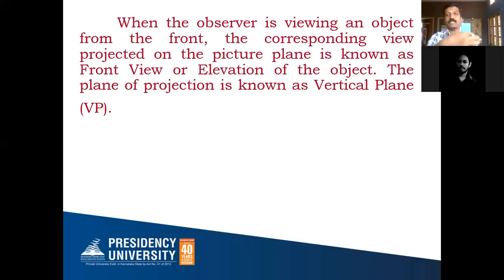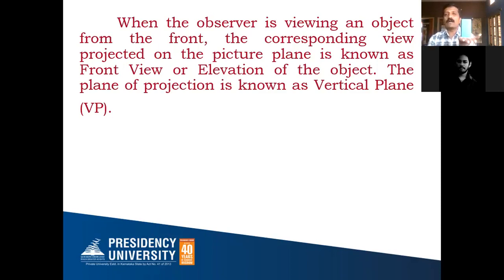You have to identify the contour points. Four points are identified. Draw parallel lines from all four points such that they meet a vertical plane. After that, I join those points. It looks like a rectangle. Correct? The corresponding view projected on that particular plane is known as the front view. Even civil engineers call this front view the elevation. That is the difference.